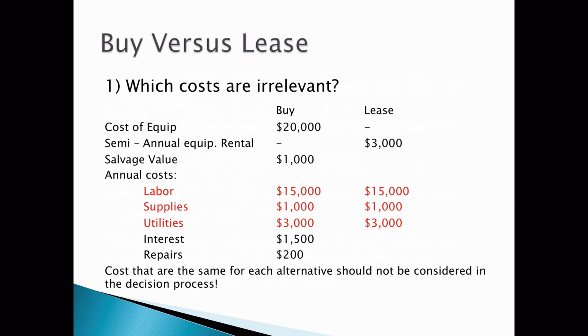So, which costs are irrelevant? Well, the irrelevant costs are the costs that are the same regardless of our decision. So if we look at labor, it's the same buy versus lease. If we look at supplies, it's the same at $1,000 each month for each option. And then finally, utilities. So it doesn't matter if we buy the equipment or lease the equipment, those costs are going to be the same. We do not look at those in the decision-making process. You're going to have a problem like this on the test, and if you use those, it's going to cost you points. So let's hope that you guys remember to remove those costs from the decision-making process.